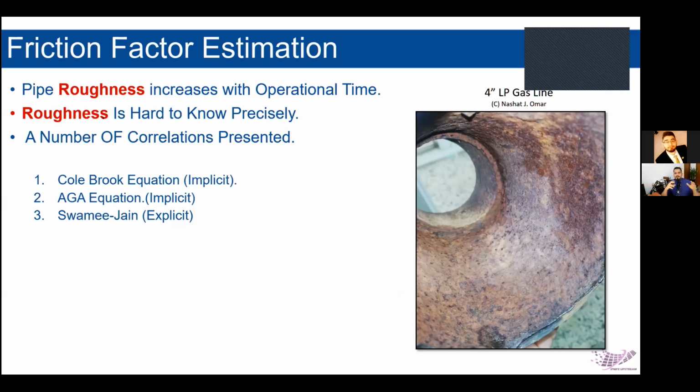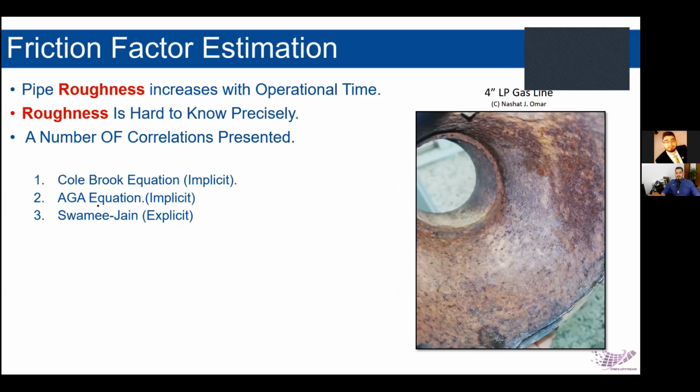Plus, the roughness, it's hard to know precisely. There's a number of correlations that you can use to calculate roughness. It all requires the Reynolds number, by the way. You have the Colebrook equation. This is an implicit equation, meaning that it needs iteration. Actually, this is an approximation of the Moody diagram.